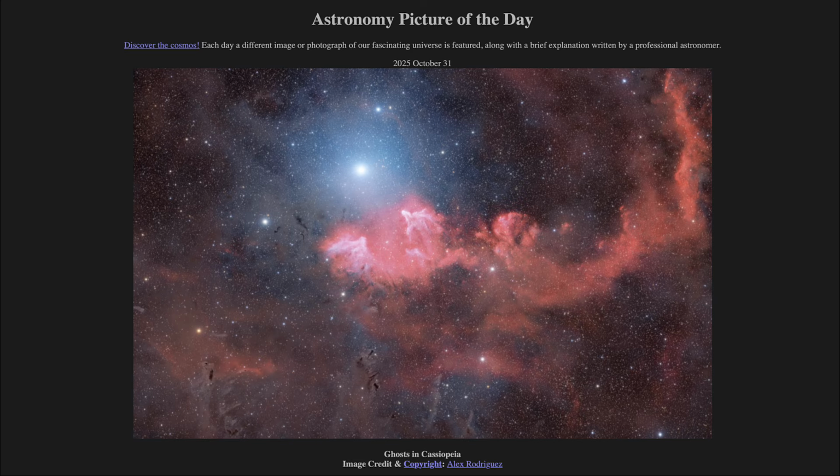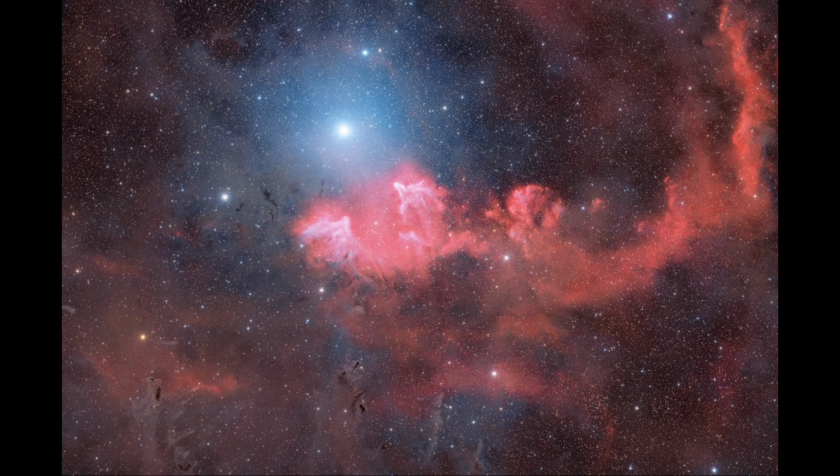Today's picture for October 31st of 2025 is titled Ghosts in Cassiopeia. So what do we see here? Well, here we see the region of the sky near the constellation of Cassiopeia. And the bright star towards the top is known as Gamma Cas.